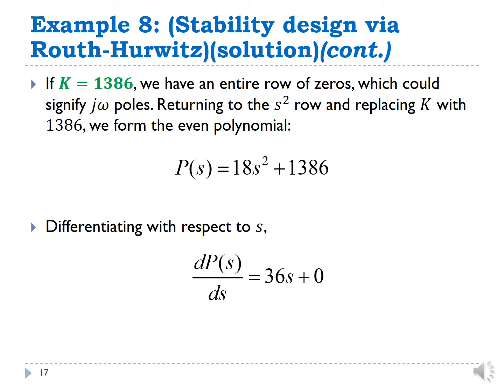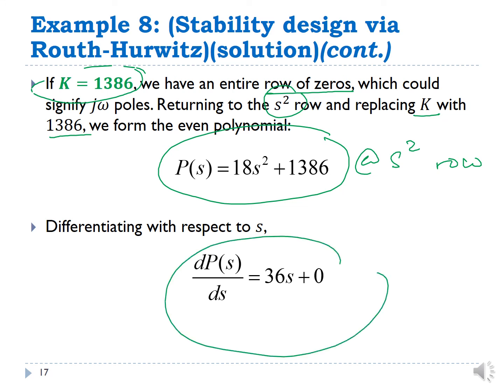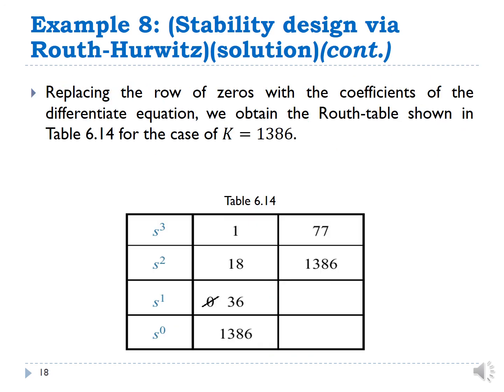If K is chosen to be equal to 138.6, we will have an entire row of 0, which could signify imaginary poles. Returning to the s^2 row and replacing K with 138.6, we form the even polynomial. Differentiating P(s) with respect to s gives this differential equation. Thus, the differential equation has the coefficients 36 and 0. Replacing the row of 0 with the coefficients of the differential equation, which are 36 and 0, we obtain the root table shown in table 6.14.